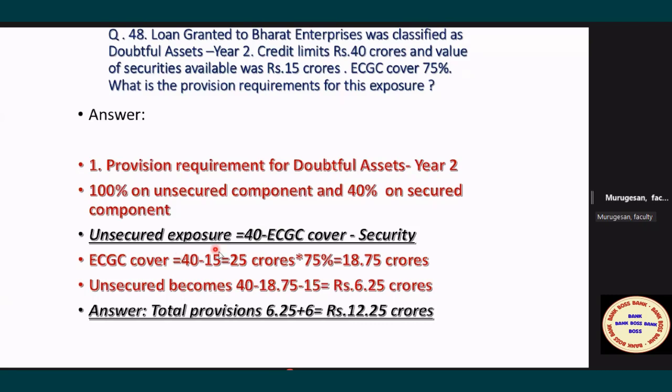Understood the steps. First you find out unsecured exposure. Here ECGC cover also you have to minus. If there is no ECGC cover, straight away minus security. But ECGC cover first you have to calculate. For calculating ECGC cover, first you have to minus the security. On that only you have to apply the percentage. So 18.75 will come from ECGC. The 15 is the security. So the total unsecured may be 6.25. Entire thing you provide. Then what is the 6? 40% on the security, 6. So 12.25 is the total provision to be made.